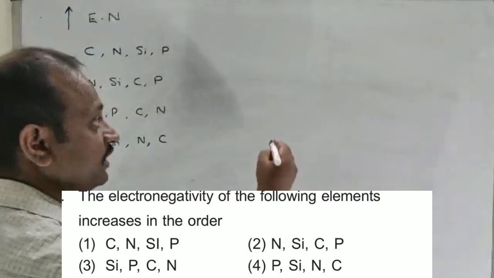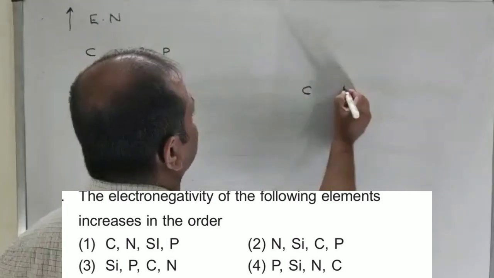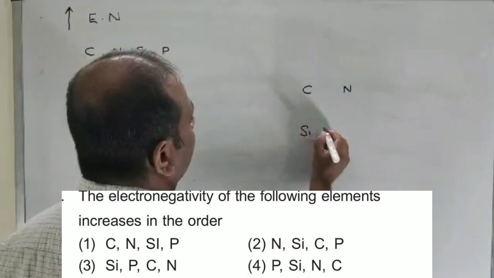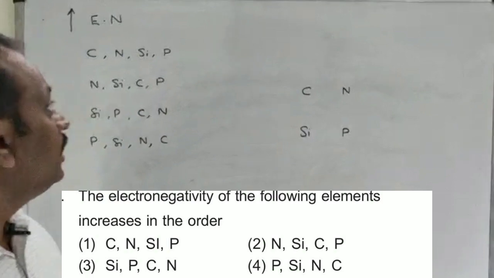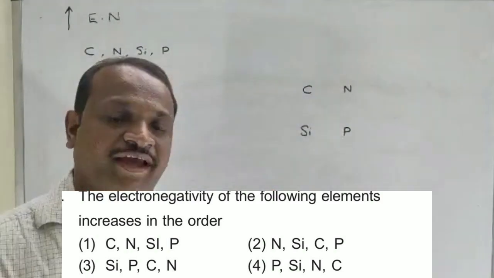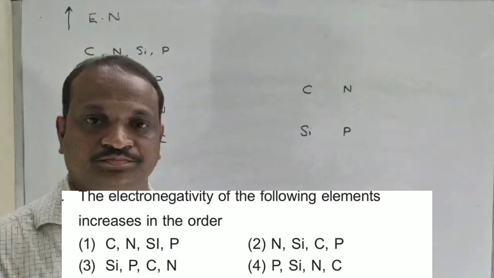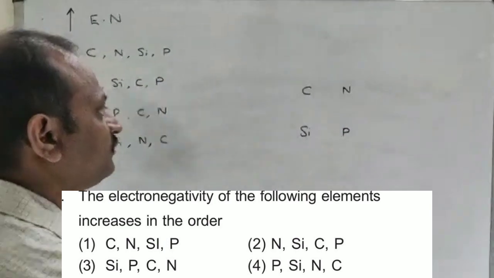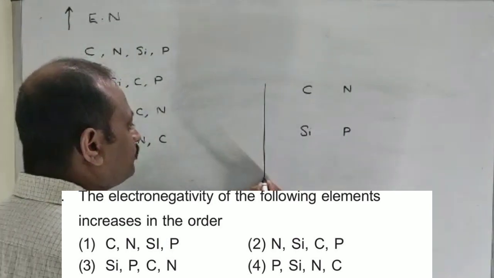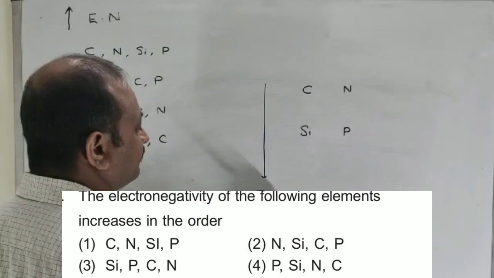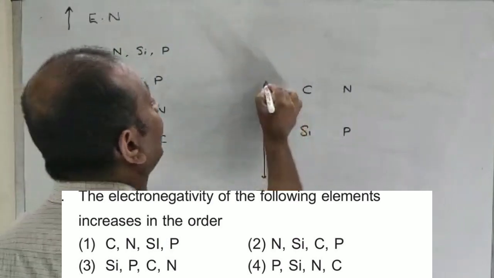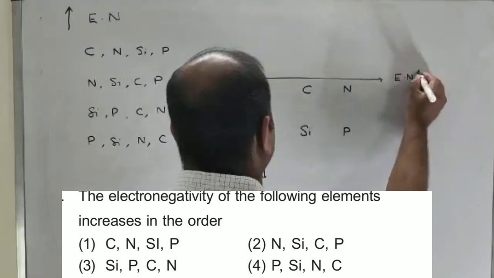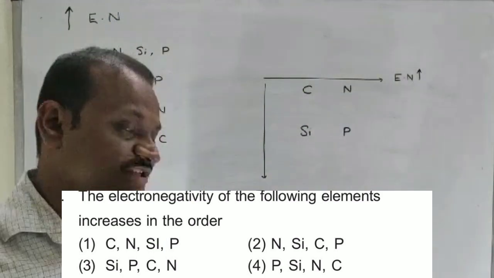In this particular question, they have given 4 elements. What are those elements? We can write carbon, nitrogen, and next we have silicon and phosphorus. What is the correct increasing order of electronegativity? We know down the group electronegativity decreases. So I'll just write here, down the group electronegativity decreases, and along the period electronegativity increases.